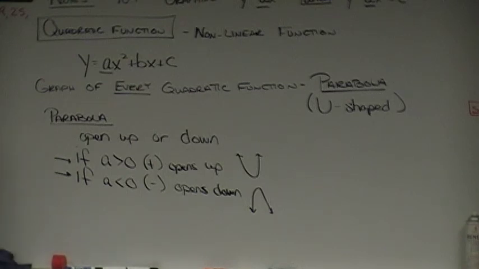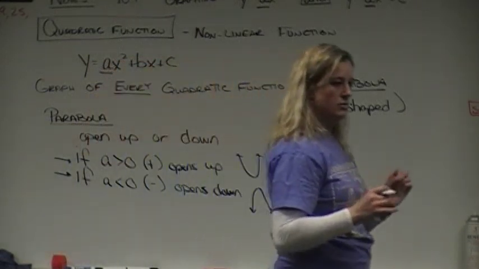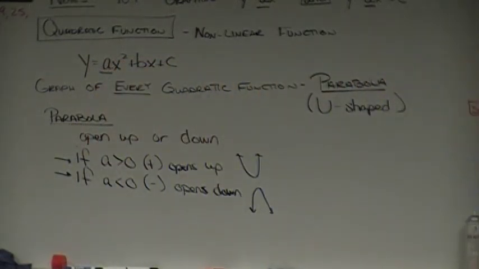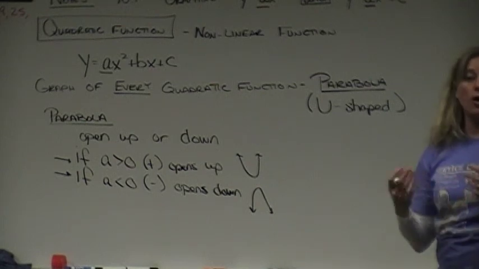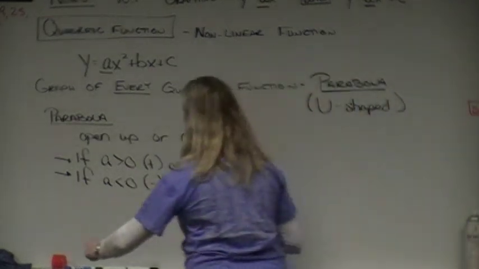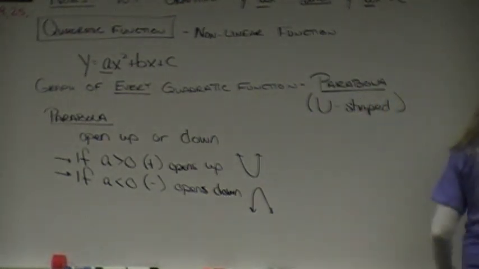Perfect. The graph of every quadratic equation is a what again? A parabola. Exactly. Now, you may think, okay, I know it's a U-shaped graph, but what else can I find out about a parabola? What are the parts of a parabola? That's what we're going to talk about next. So we'll head over here and talk about the parts of a parabola.